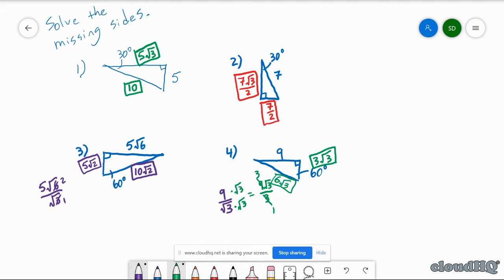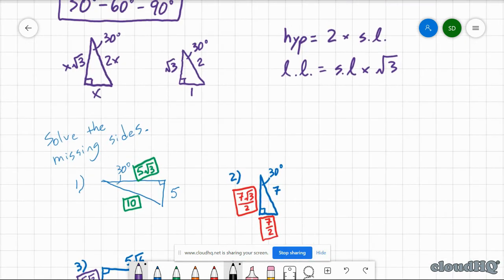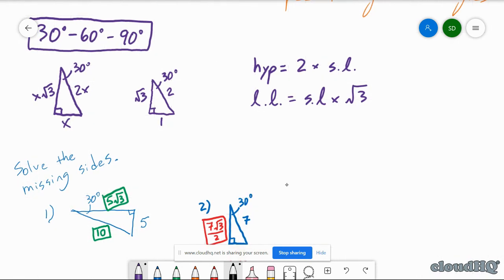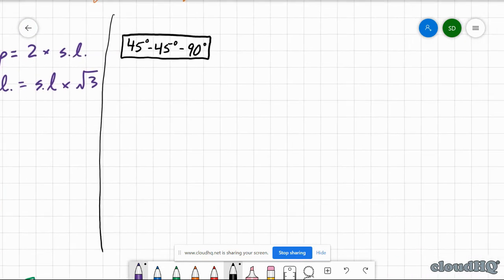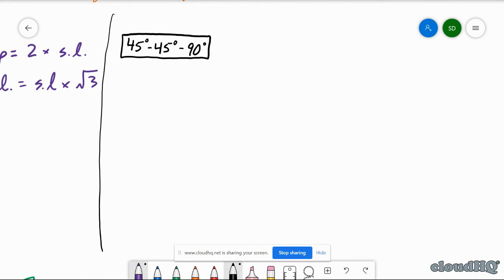What's our other special right triangle? You remember we had 30, 60, 90, and then what else? 45, 45, 90. What kind of triangle is a 45, 45, 90? It is isosceles. Good.